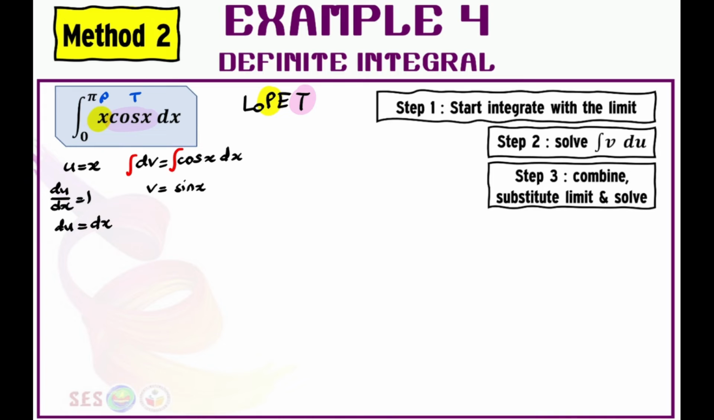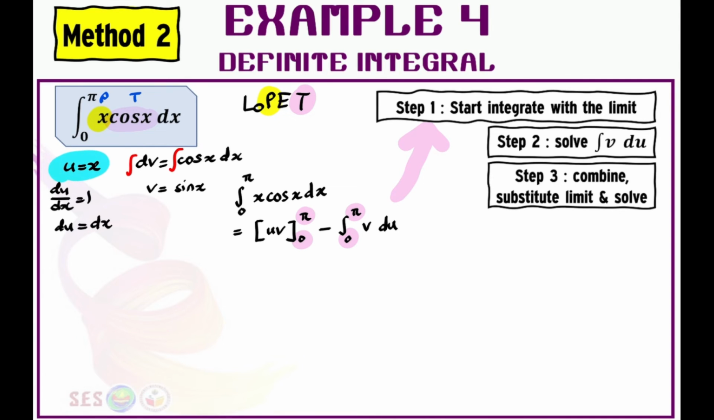So now we are going to substitute in our formula. So I have integrate 0 until pi x cos x dx is equals to, so this part is crucial. This is not second step yet. So this is uv from 0 until pi minus integrate from 0 until pi v du. So the limit that you put here, this is step 1. Okay, this is step 1. Start integrate with the limit. So the limit 0 until pi is according to our question.